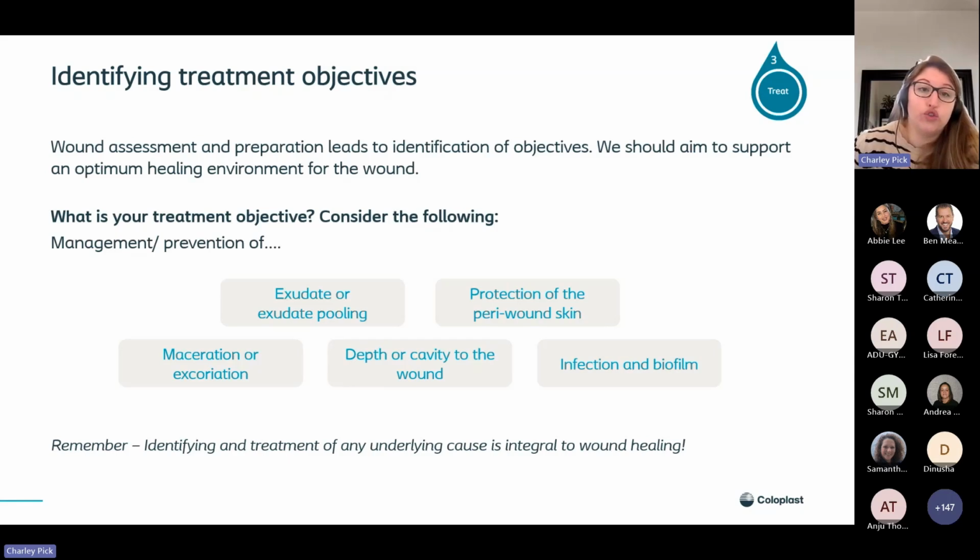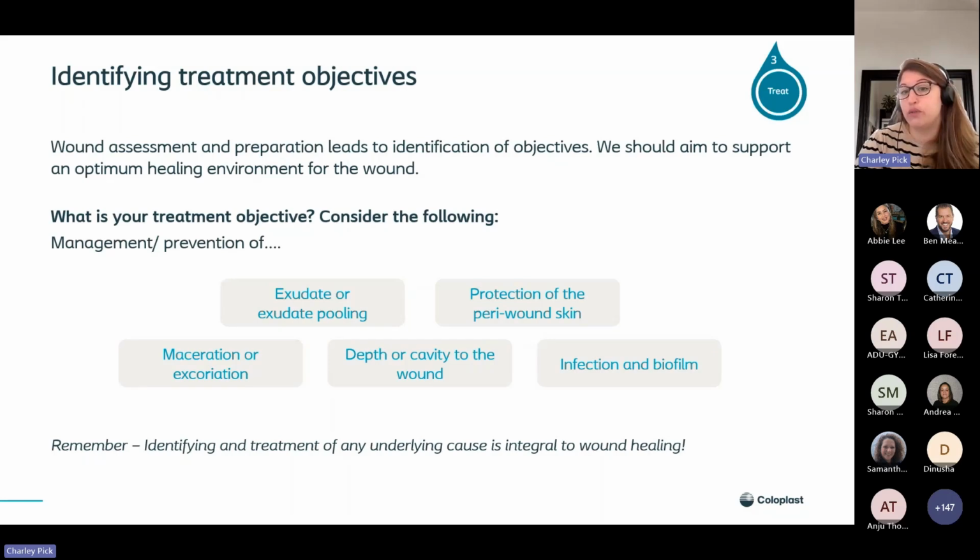So you need to think about what your treatment objective is. It could be for exudate or exudate pooling, in which case you need to have a dressing that conforms down into that wound bed, and then that exudate needs to be absorbed vertically into that dressing and then locked away so that none of that bacteria is then put back into that wound bed.